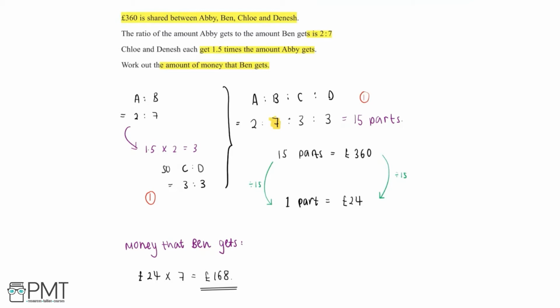We get the third mark for finding out the value of 1 part, which is equal to £24. And finally, we get the fourth mark for recognising that Ben gets 7 parts, and so the amount of money that Ben gets would be equal to £24 multiplied by 7, which is equal to £168. And so we've now achieved the full 4 marks needed in this question.